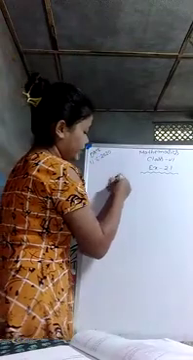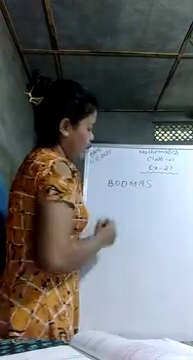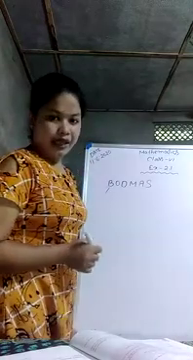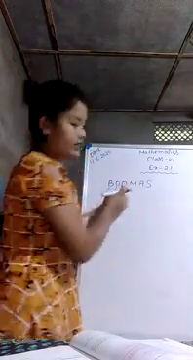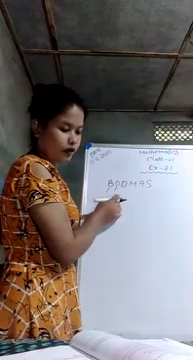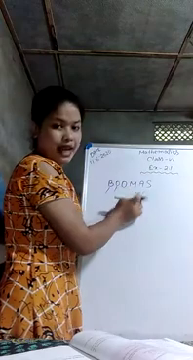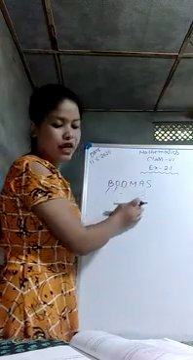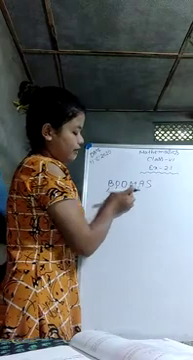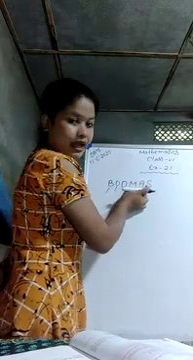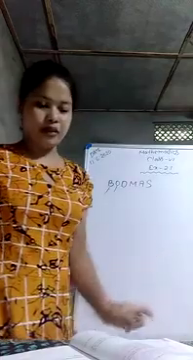It means BODMAS. B means brackets, O means of, D means division, M means multiplication, A means addition, and S means subtraction. Brackets, of, division, multiplication, addition and subtraction. This is about the BODMAS rule.